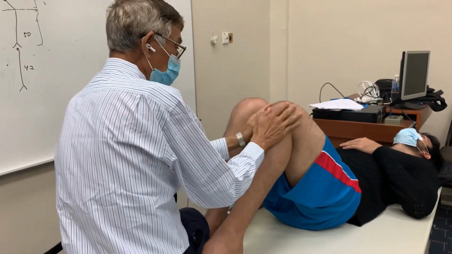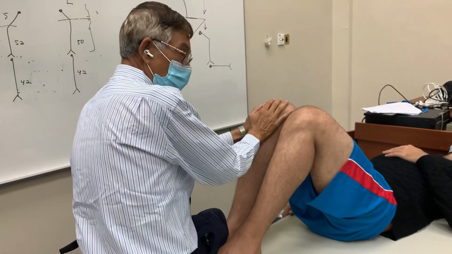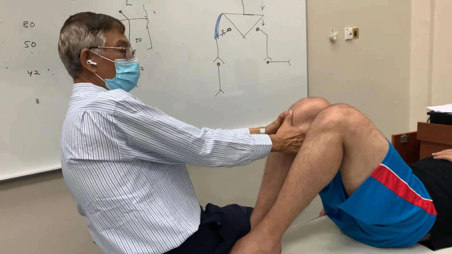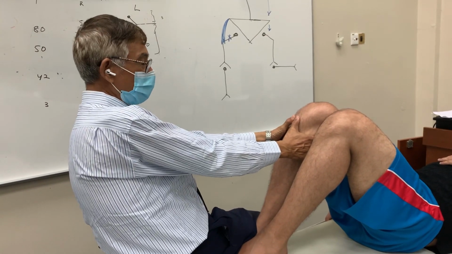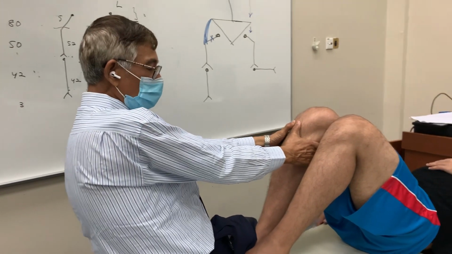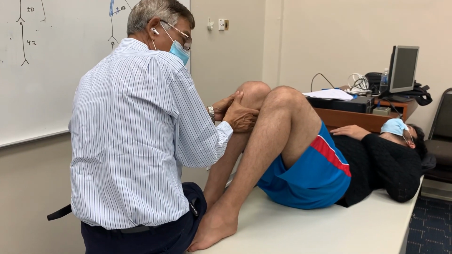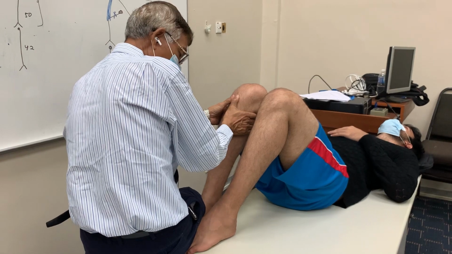So here, this is the disease side. This is the normal side. Okay, now I will test. Here, draw anterior. This is the anterior drawer test. On the right side, normal, neutral, then posterior. There is a posterior drawer test.